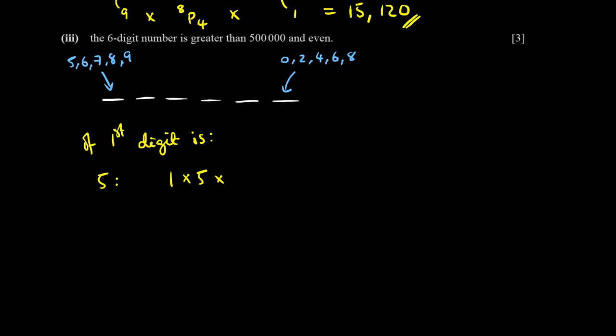Then how many ways can I choose the remaining 4 digits? Well, I've got 8 digits to choose from. I'm choosing 4 of them. That's 8p4. So I'm going to times this by 8p4.